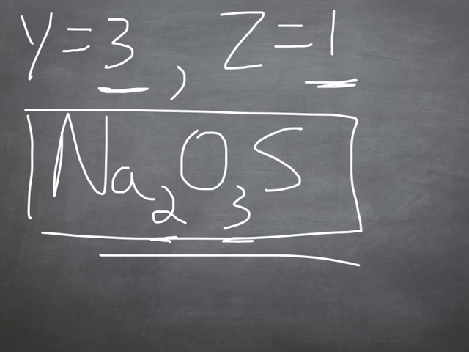So that's step 3. Step 4 is to actually write the empirical formula. So you use the numbers that you calculated. So remember, we had NaxOySz. I'm going to substitute those numbers for what I had. So Na2O3S.